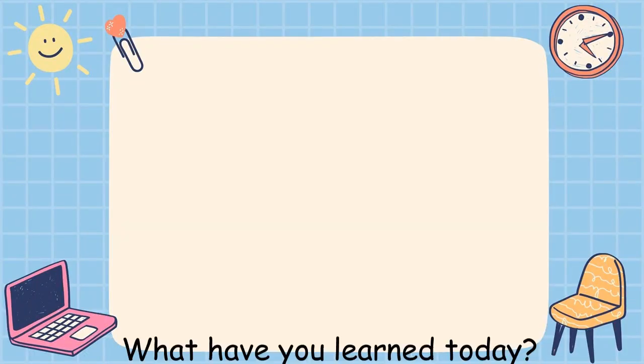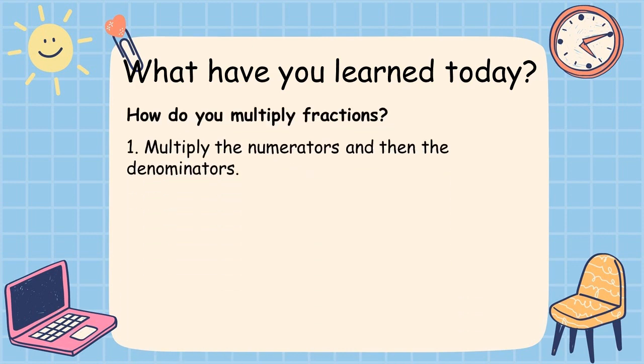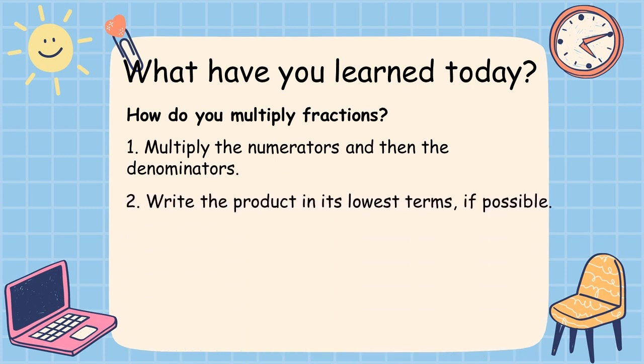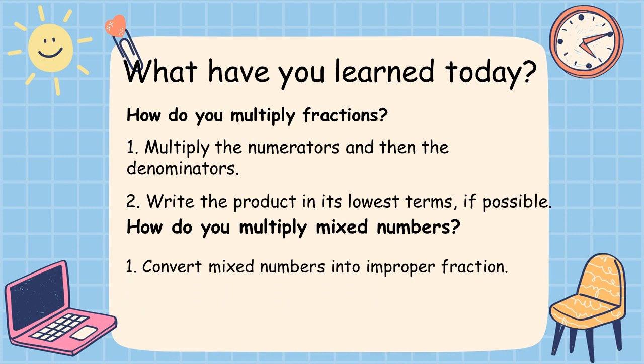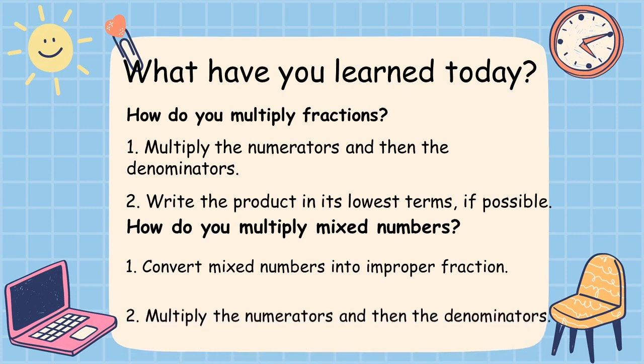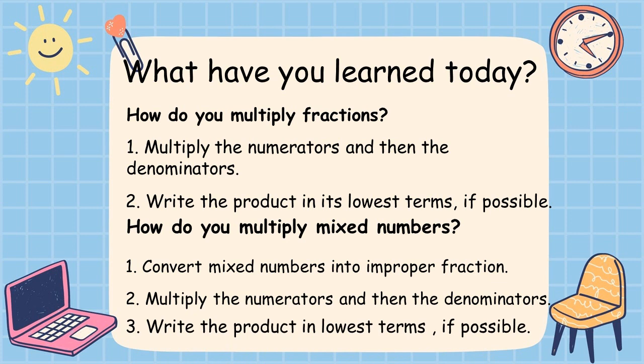Okay, so we're done. I just want to know, what have you learned today? Of course, for this session, how do you multiply fractions? First thing to do is to multiply the numerators and then the denominators. Next, you have to write the product in its lowest terms whenever it is possible. How do you multiply mixed numbers? The first thing that you're going to do is to convert mixed numbers into an improper fraction. Then, multiply the numerators and then the denominators. And do not forget to write the product in lowest terms whenever it is possible.